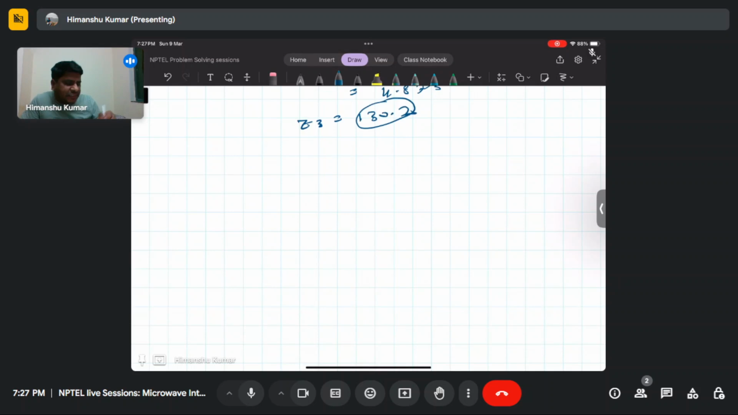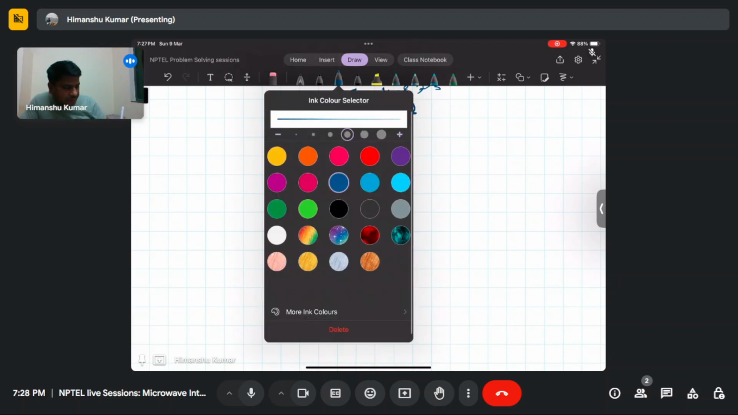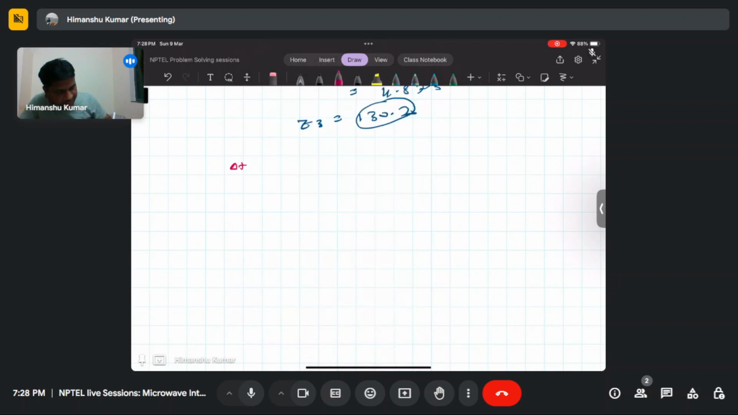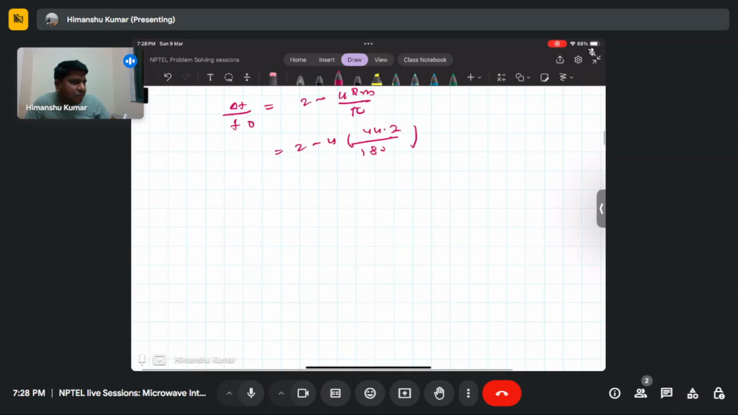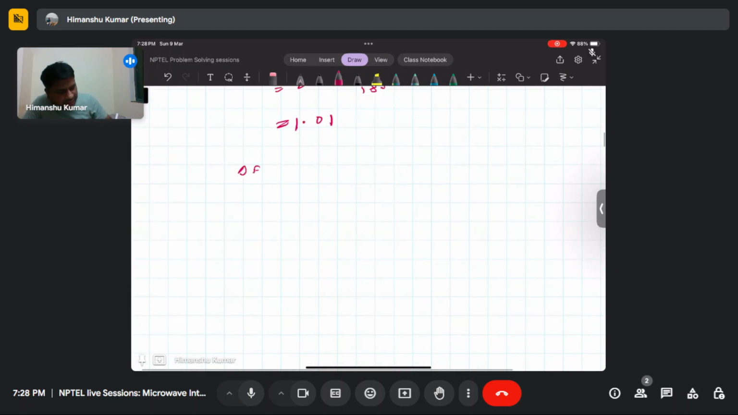Also, you can calculate the fractional bandwidth. The fractional bandwidth is delta f by f naught, and f naught is given as 1 gigahertz. So this is equal to 2 minus 4 theta m by pi, which is equal to 2 minus 4 times 44.7 divided by 180, and that will be equal to 1.01. So the fractional bandwidth delta f by f naught is equal to 101%. So that is your fractional bandwidth.